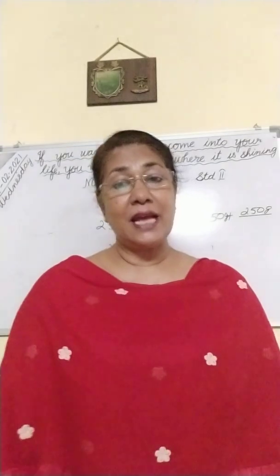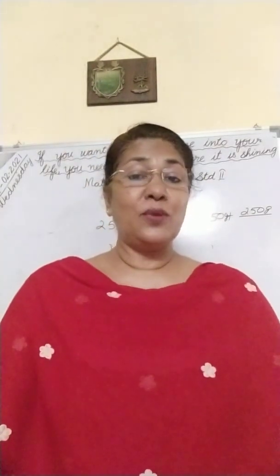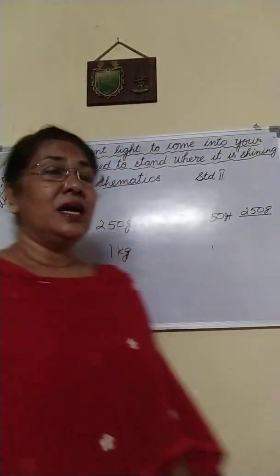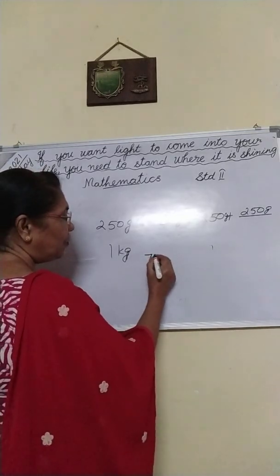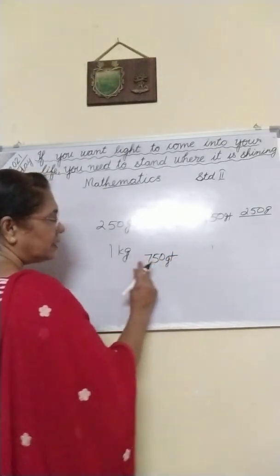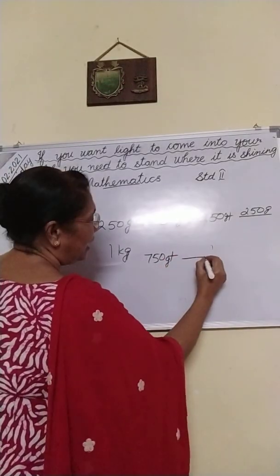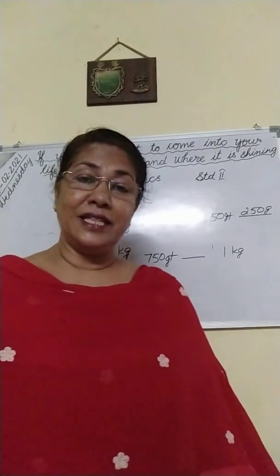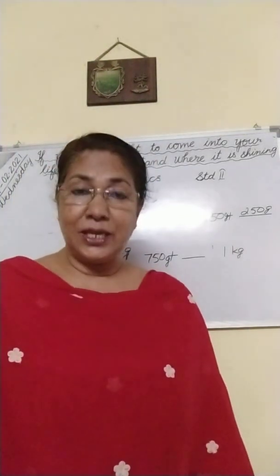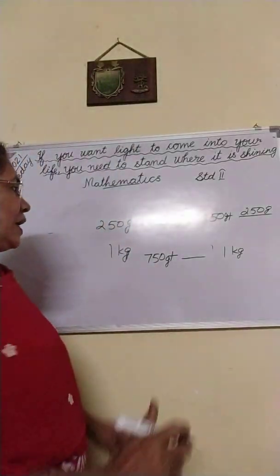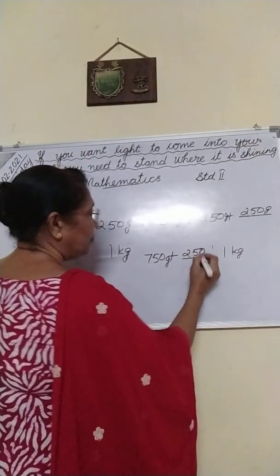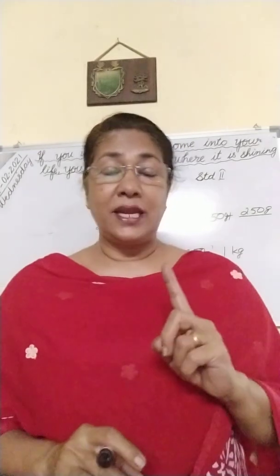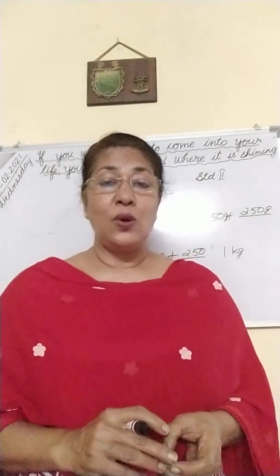Now how many 500 grams are there in 1000 grams, in 1 kilo? That means, yes, 500 plus 500 is 1000 grams. Now 750 grams plus dash is 1 kilo. 750 is already there. To make it into 1000, you need how many grams more? Yes, 250 grams.